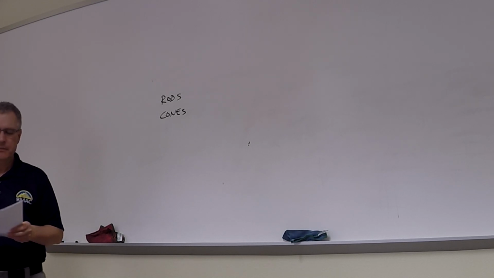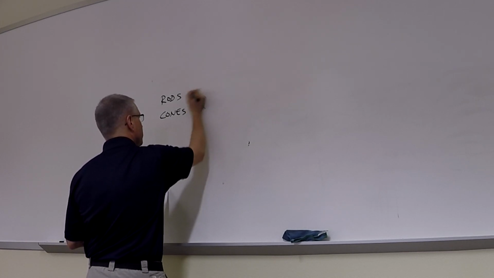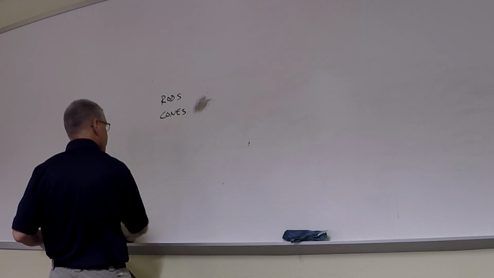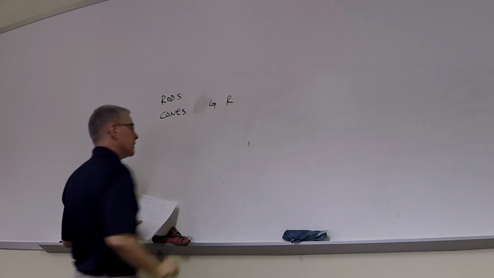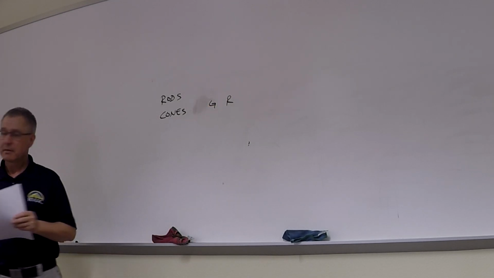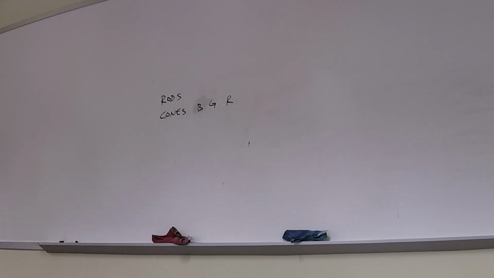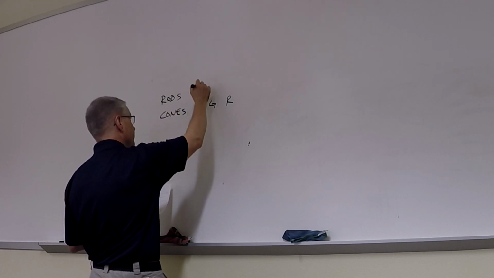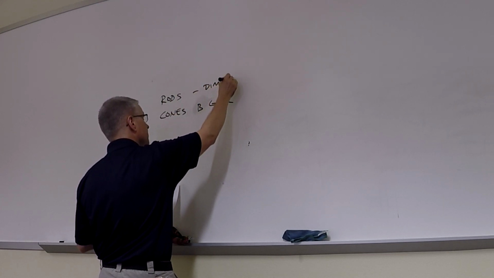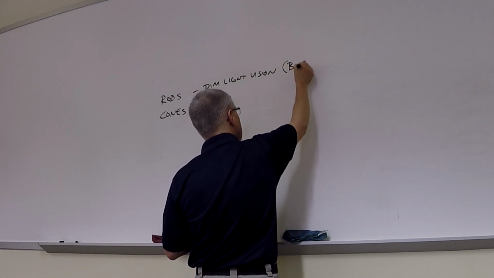Three are? Red, green, and what's the other one? Blue. Yeah. We've got three of them. Only one kind of rod. These are for dim light vision. And they just see in black and white.